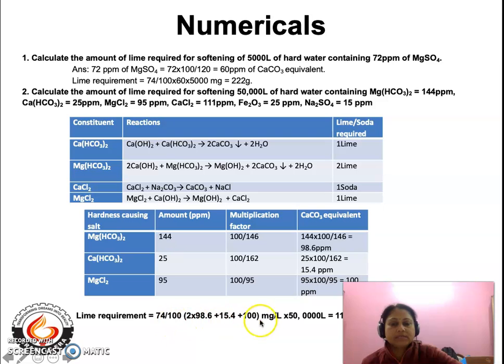So that means this is the hardness of the water sample, and outside the bracket, this is the volume of the water to be treated, that is 50,000 liter. So the answer comes out to be 1,156,200 milligrams, that we have to convert into kg, so it is 11.57 kg. So this is the answer to numerical number 2.